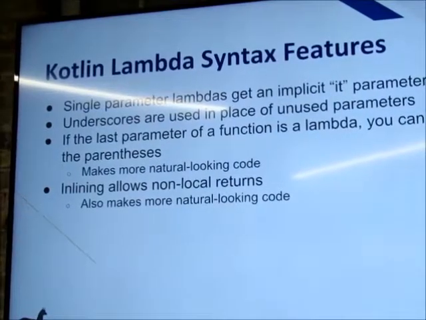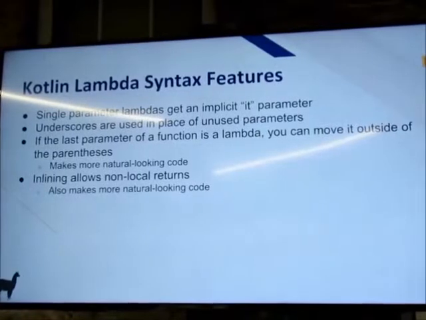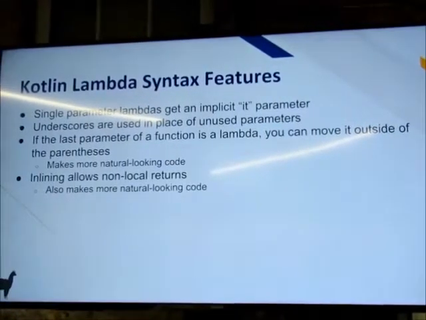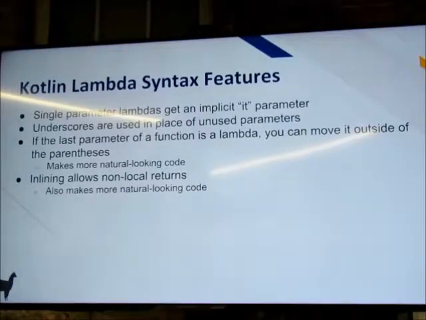So some other nice little syntax features you get from Kotlin lambdas. If it's a single parameter one, you can just reference the parameter as it. It's just implicitly there. If you want an unused parameter, you have an underscore. You can use underscores as a marker, which is also a best practice anyways.